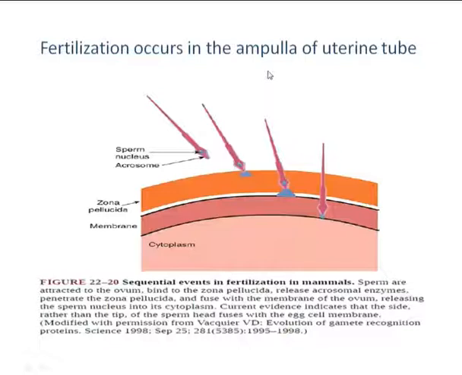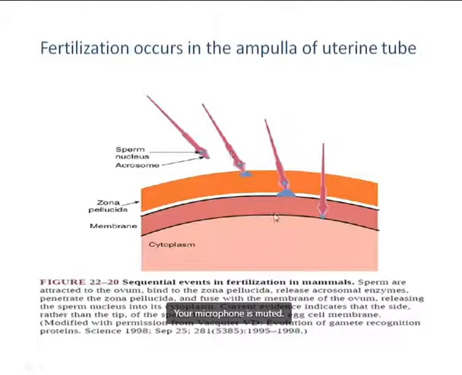Now if you look here, this shows the steps, or sequential events, in fertilization. The sperm is already capacitated, and the capacitation is already done. This capacitated sperm, with its powerful movement, will reach the ovum. This is a section of the ovum. In the ovum you can see the granulosa cells, some remnant of the granulosa cells, the zona pellucida, and the membrane.